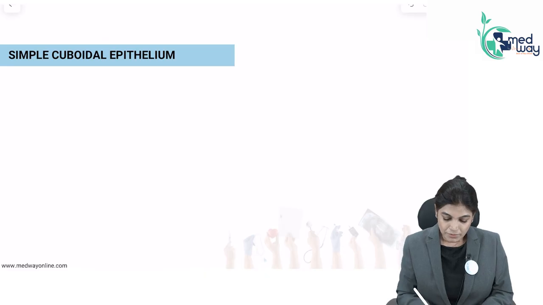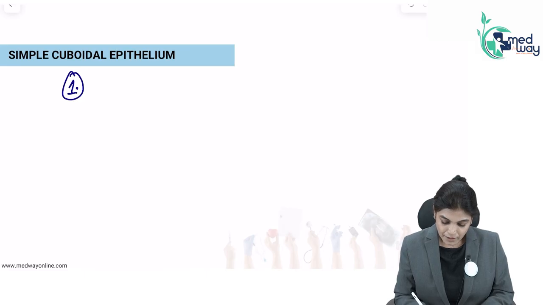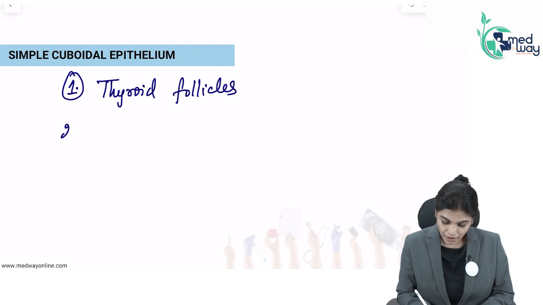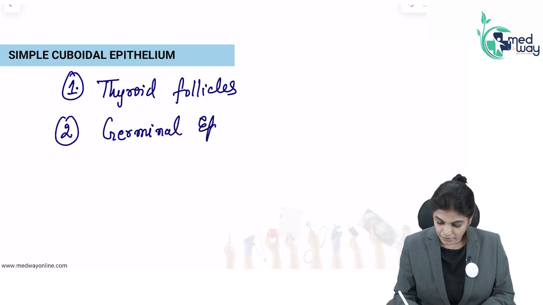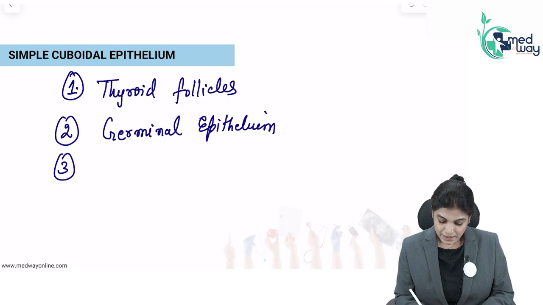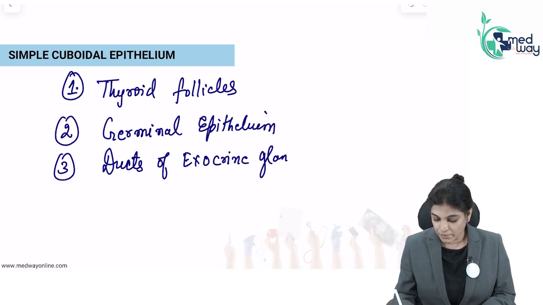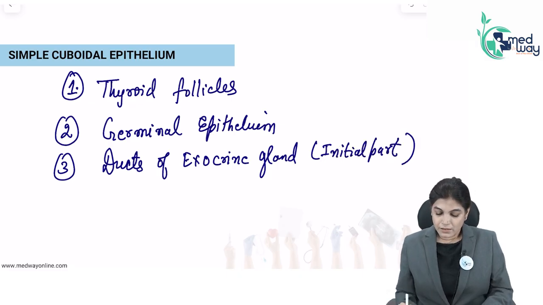Now, let's talk about simple cuboidal epithelium. It is present in the following areas. It is present in thyroid follicles, in germinal epithelium, and in the initial part of the excretory ducts, that is, the ducts of exocrine glands. Mainly the initial part of the duct, I mean to say. So these are certain areas.